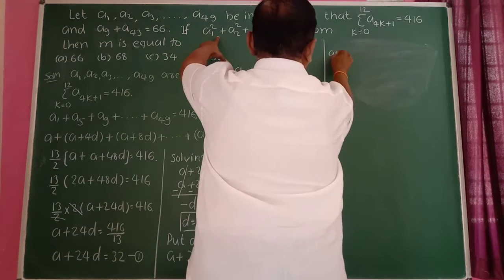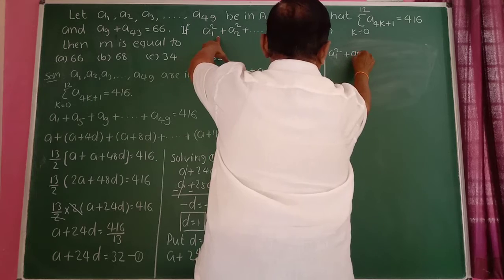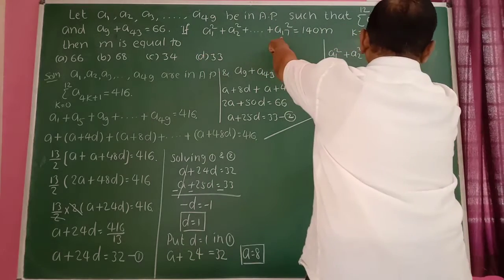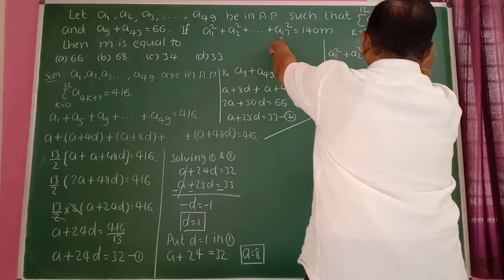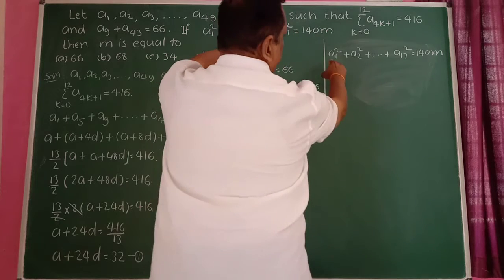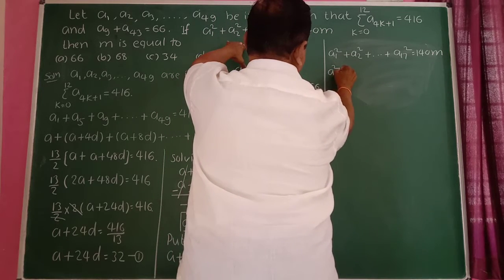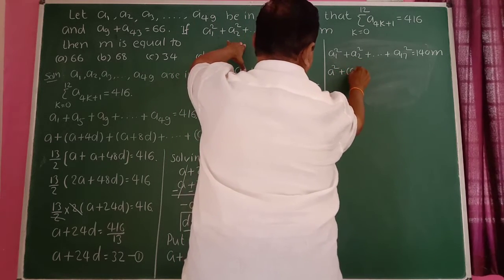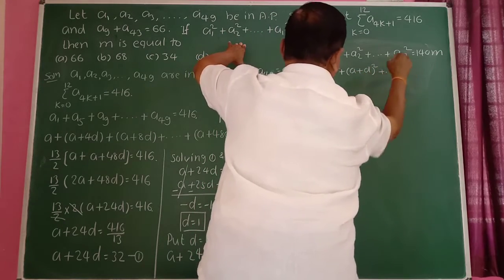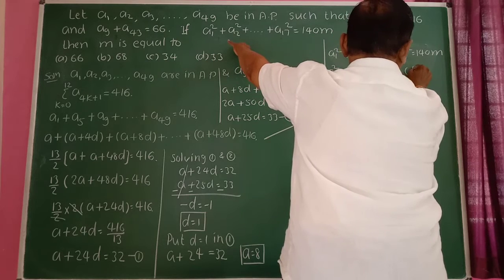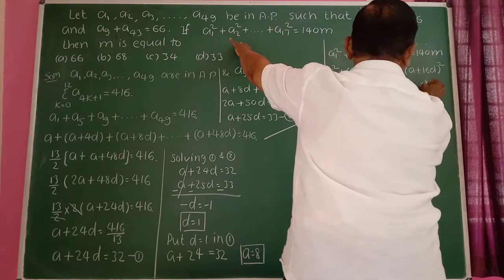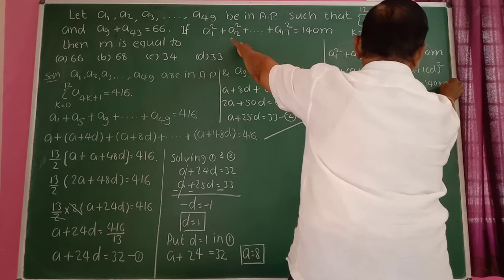A1 square plus A2 square and so on plus A17 square is equal to 140m. A1 square means A square, A2 square means A plus D, it's a square, and so on. And A17 is A plus 16D, it's a square, is equal to 140m.